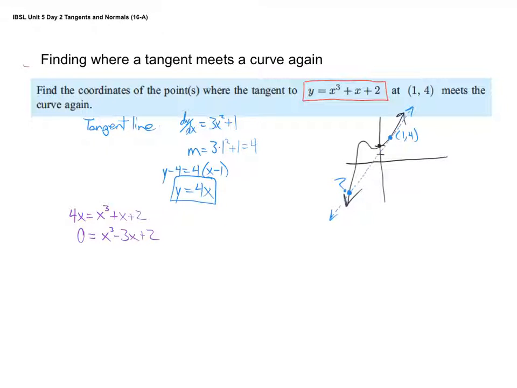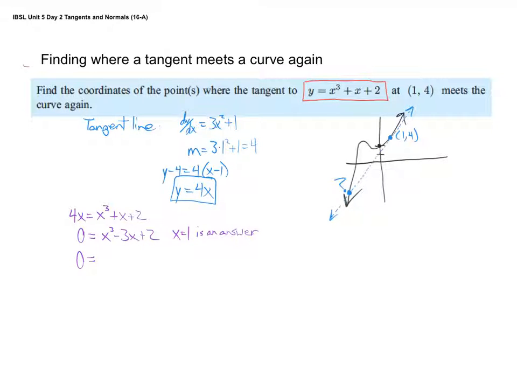Problem is, there's not a real good way of solving that, unless we remember we already know one of the answers. What's one of the answers? 1. That point 1, 4 is an intersection point, right? So I know x equals 1 is an answer. We are going to factor out an x minus 1.